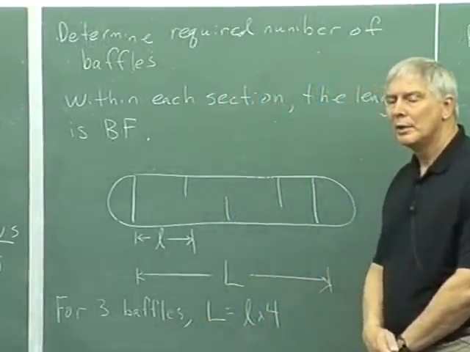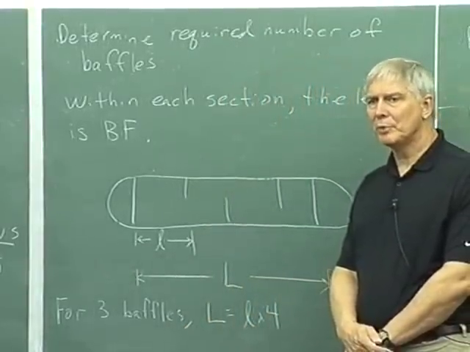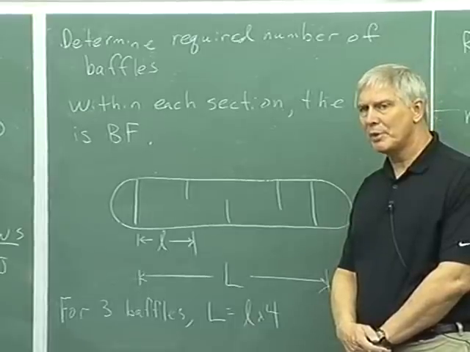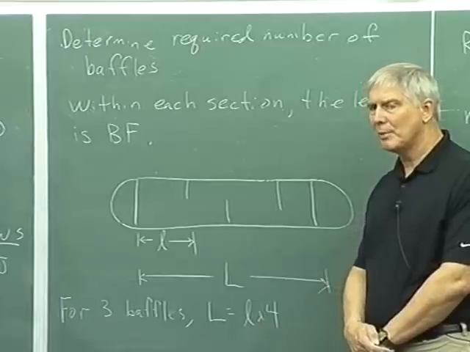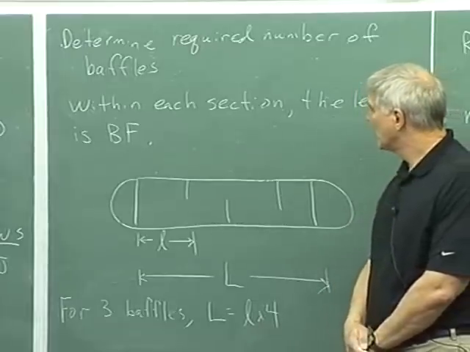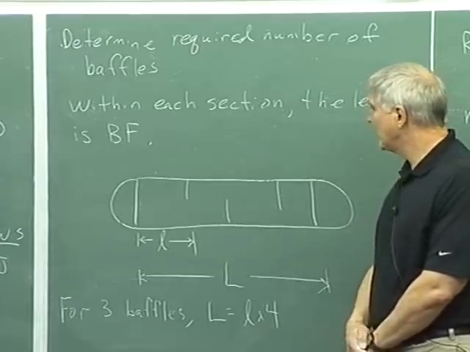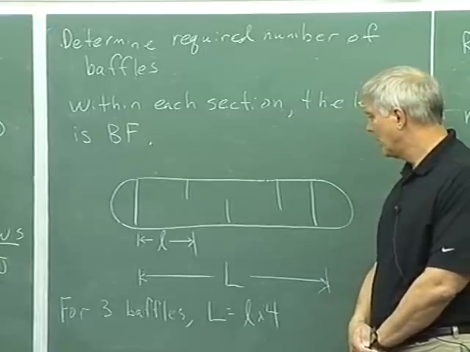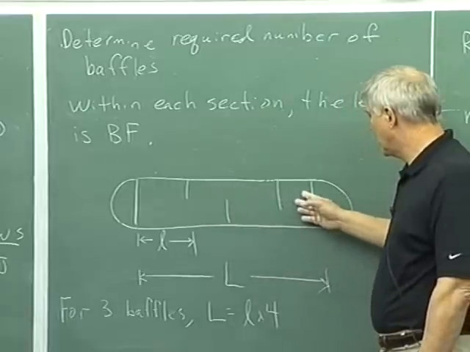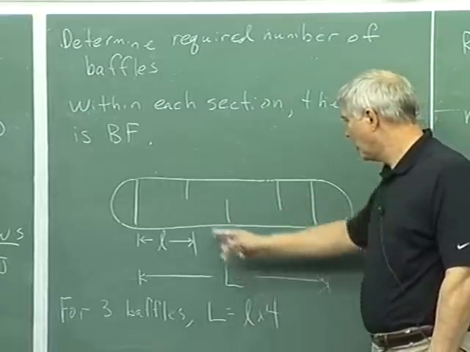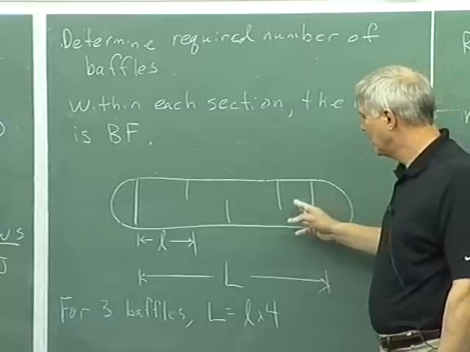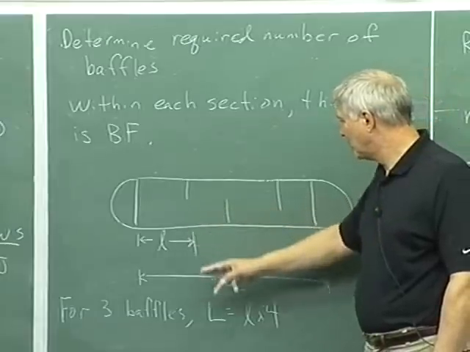Okay. Now we haven't said anything about how many baffles we need, so we have to determine the required number of baffles. Remember, I drew it up there with 3 baffles, but we never used that number 3, so we don't know if that's the right number of baffles. Okay, recall that within each section, the length of the baffle was BF. Remember we did that? Okay, well, if we take the length of the heat exchanger, this overall length L, which we just calculated as 2.77 meters, has to be divided into these sections.